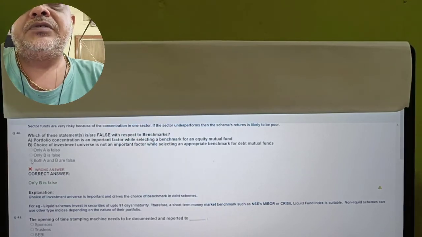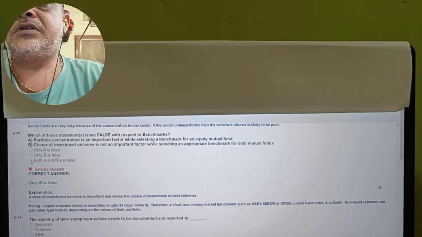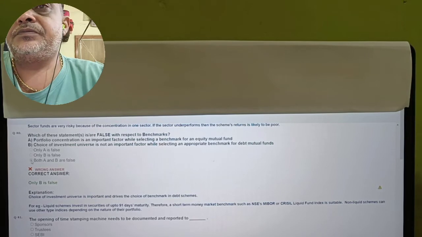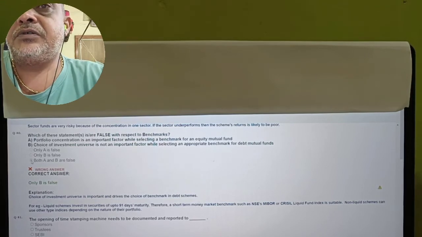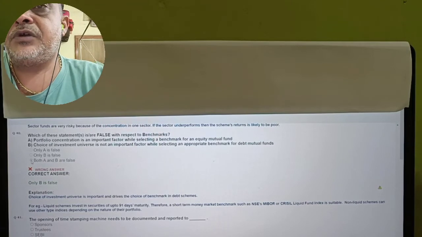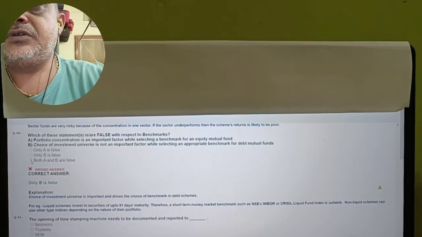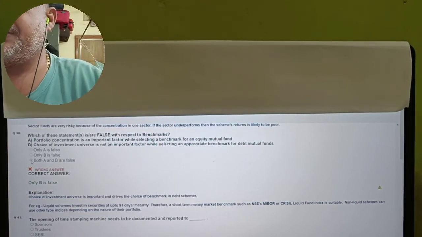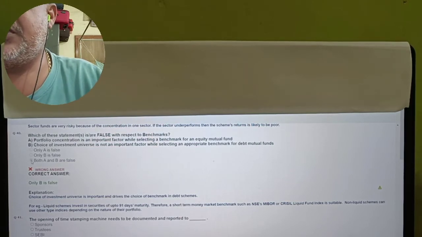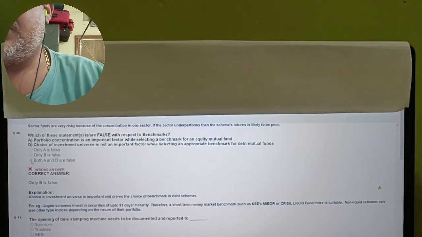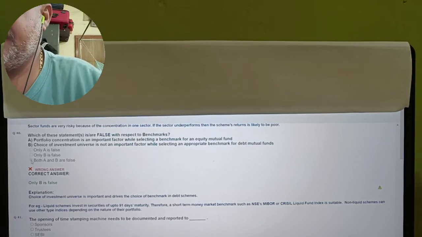Choice of investment universe is not an important factor while selecting an appropriate benchmark for debt mutual fund. Explanation: choice of investment universe is important and drives the choice of benchmark in debt scheme. For example, liquid scheme invests in securities up to 91 days maturity. Therefore, a short-term money market benchmark such as NIFTY Liquid Fund index is suitable.